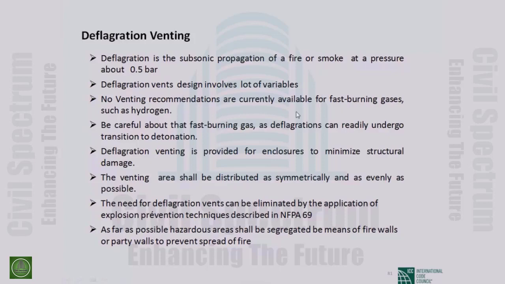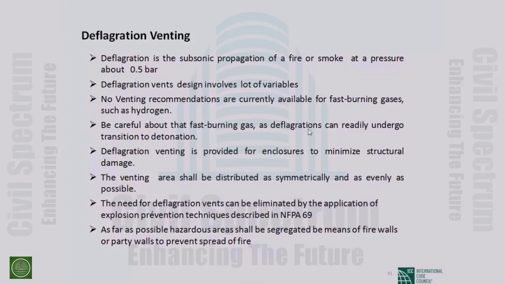Fast burning gases. Be careful about fast burning gas, as deflagration can readily undergo transition to detonation. That is the reason. So in that case, you should not design anything. Deflagration venting is provided for enclosures to minimize structural damage. Actually, when detonation is in a closed space, it may explode at a certain stage because deflagration transitions to detonation.